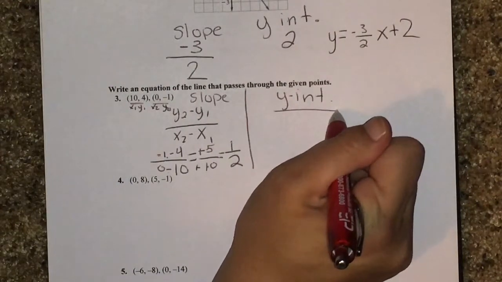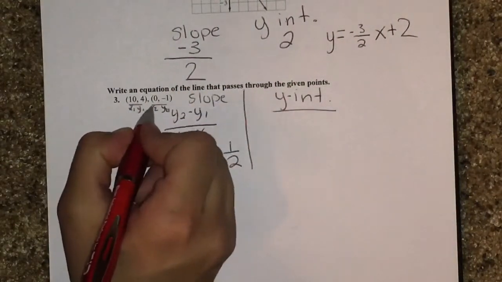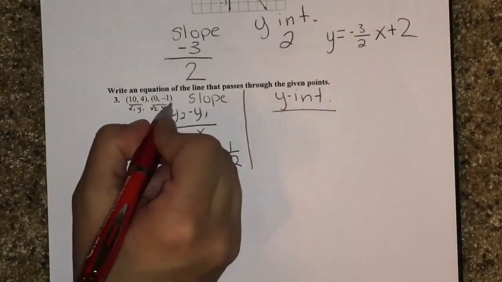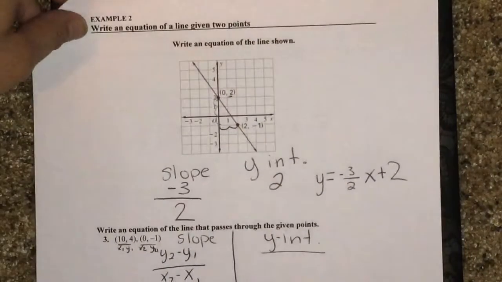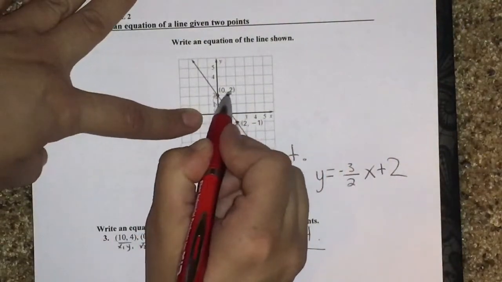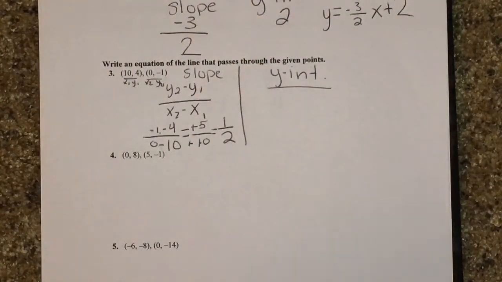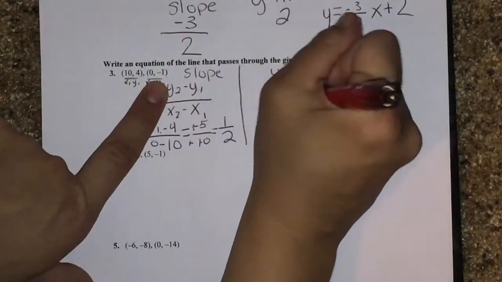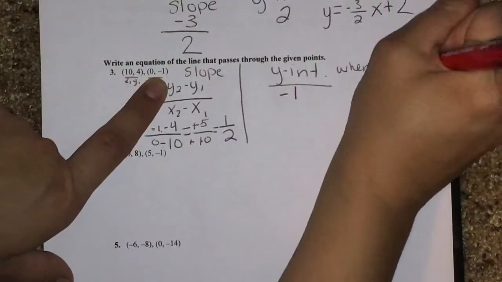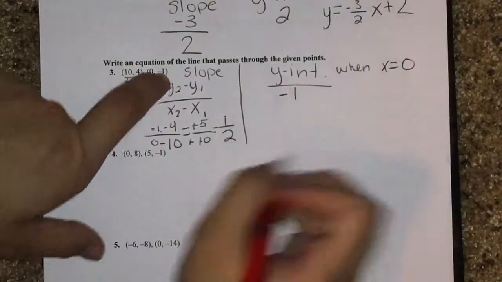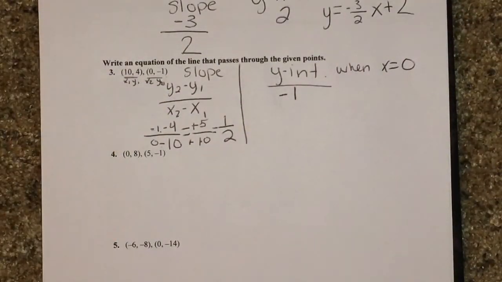Well, in this case, hopefully you realize one of these points, (0, -1), the x is 0. And what does it mean when x is 0? Remember up here, when x was 0, that is where we cross the y-axis. So they actually give you the y-intercept. And in this case, our y-intercept is -1. So when x is 0 is how you can find your y-intercept. So if they give you a point when x is 0, that is going to be your y-intercept.